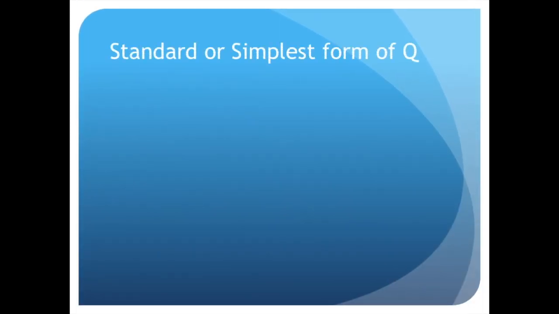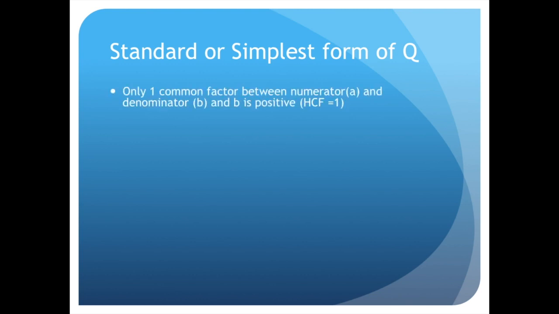Now let us study the standard form of a rational number. What is the standard or simplest form of a rational number? It is the form of ratio where 1 is the only common factor between numerator and denominator, or we can say the highest common factor between numerator and denominator is only 1. Confusing? Okay, let's go for an example.